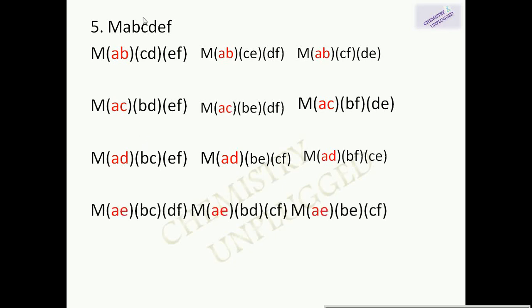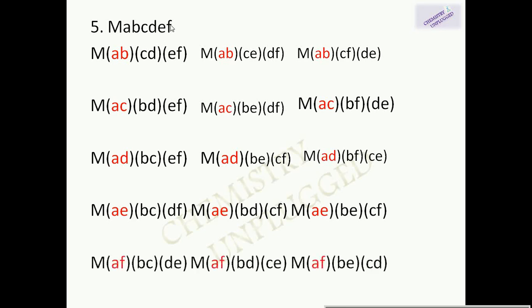Okay. In next, we will keep A, E constant, and then we will combine B with C, then D, and then F. In next, we will keep A and F constant, and we will combine B with C, D, and then E. So in this way, this type of complex can have 15 geometrical isomers.